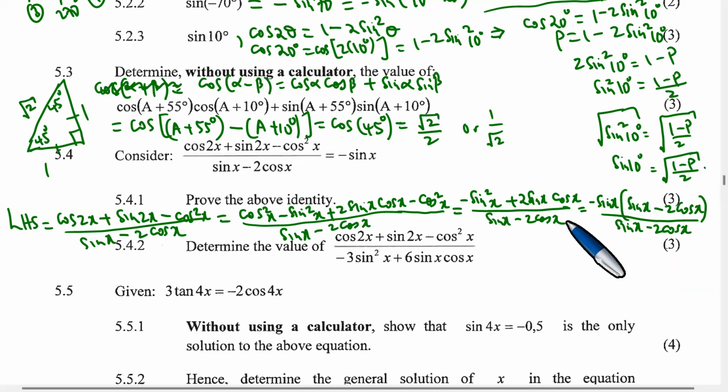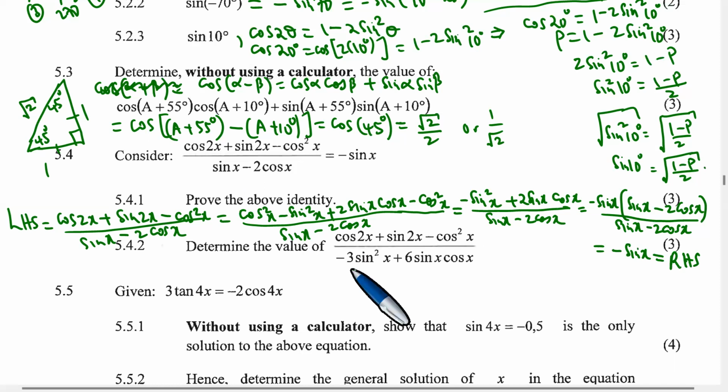Sine x minus 2 cosine x cancel out, and what we're getting is exactly minus sine x. Now the minus sine x is actually the right-hand side. For here, they said, consider this, prove that it is equal to this. And we have shown that the left can be simplified to the right. Next question is, you need to determine the value of these.